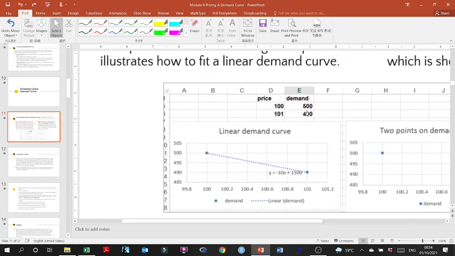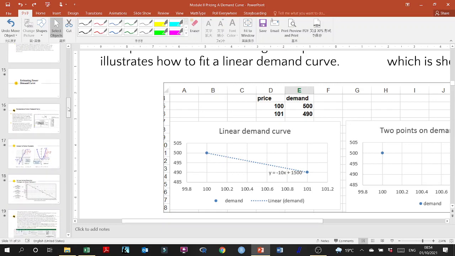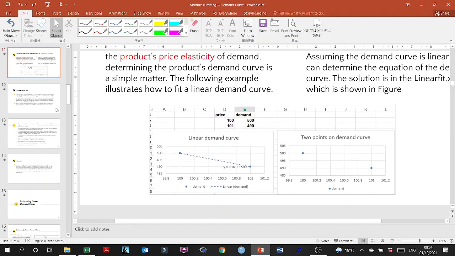So if I give you another price point, if I tell you what would be the demand at price 150, then the demand Y will be equal to minus 10 times 150 plus 1,500. So that would be the demand at price point 150. You just need to plug in 150 as the price.